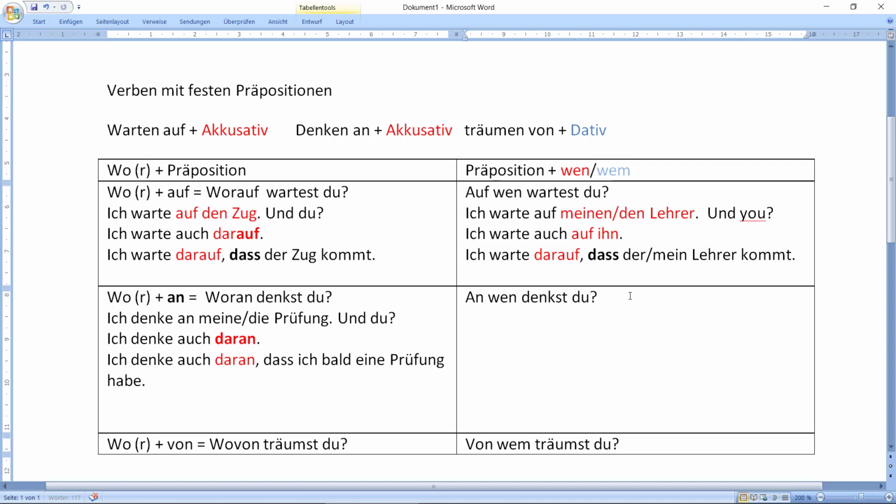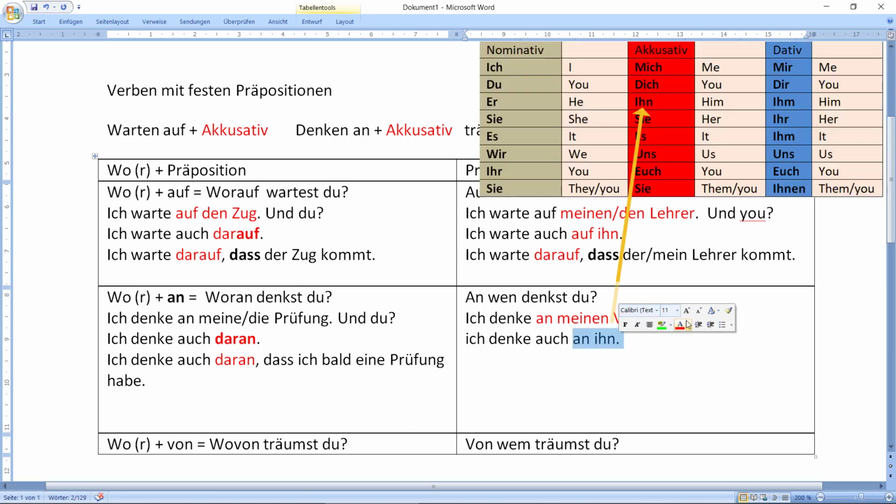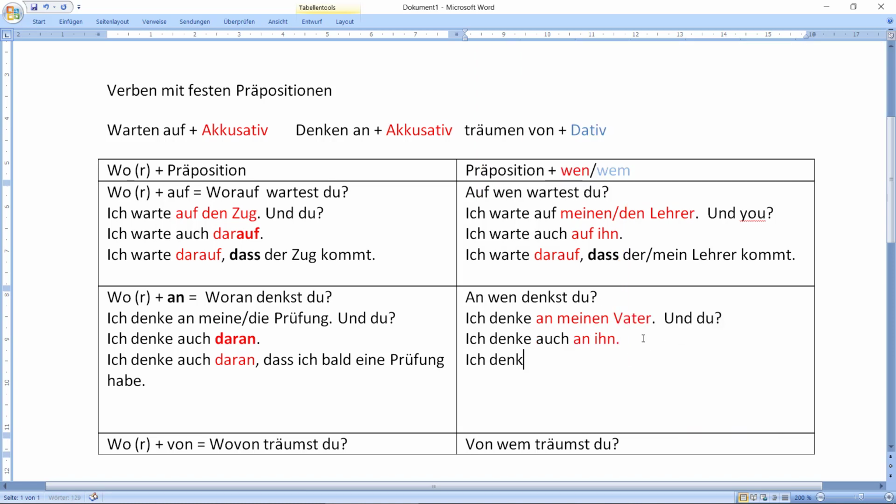When we talk about someone. An wen denkst du? Ich denke an meinen Vater. Das ist maskulin. So, an meinen Vater. Und du? Ich denke auch an ihn. An ihn. You can see the whole list, Personalpronomen, Akkusativ. An ihn. Ich denke daran, dass mein Vater mich besucht, that he visits me. So, I'm thinking of a visit of my father. So, ich denke daran, dass mein Vater mich besucht.